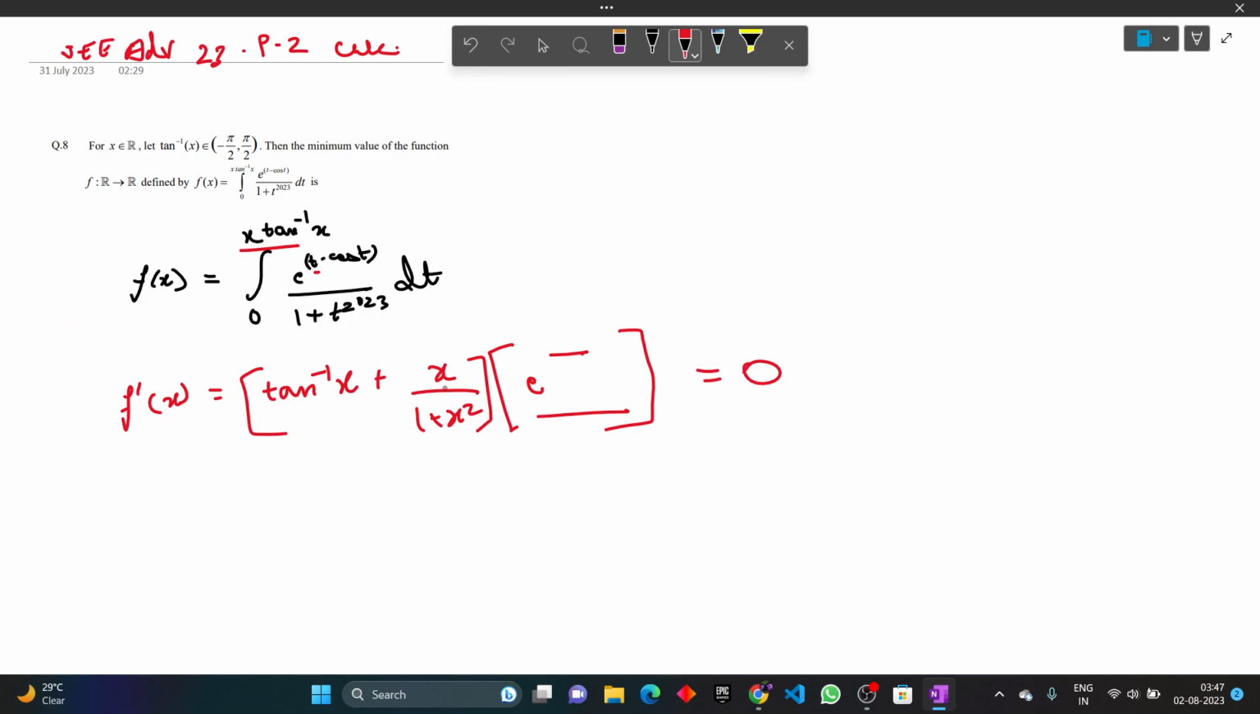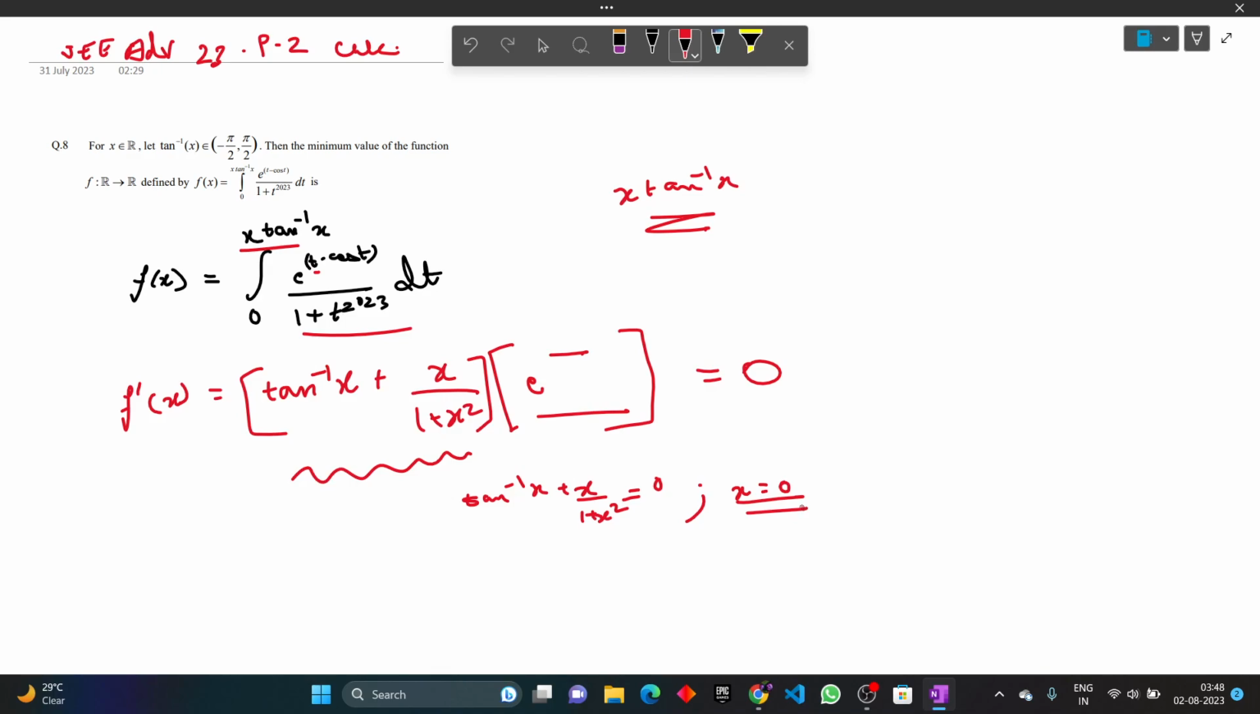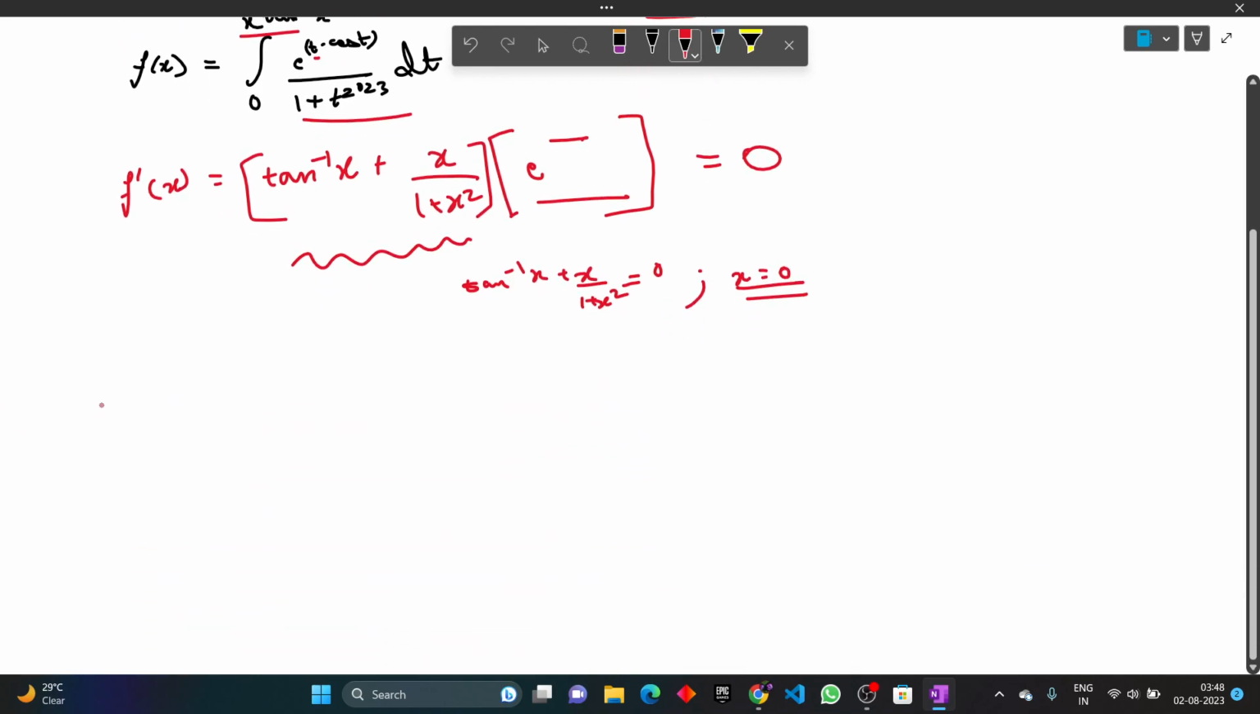If this is minimum, now you can see this thing would be x tan inverse x. So if the exponential factor should be 0, which means that tan inverse x plus x upon 1 plus x squared should be equal to 0. And we can say that this is possible at x is equal to 0 only. Now we just have to find whether there will be a minima or a maximum at x is equal to 0.